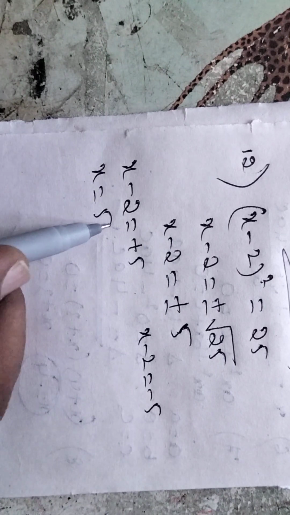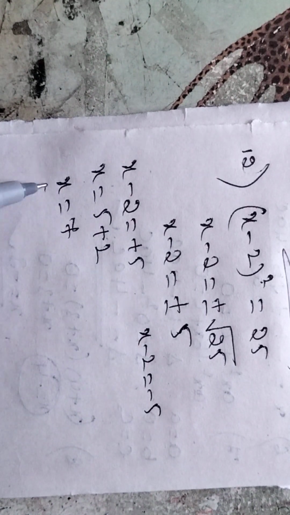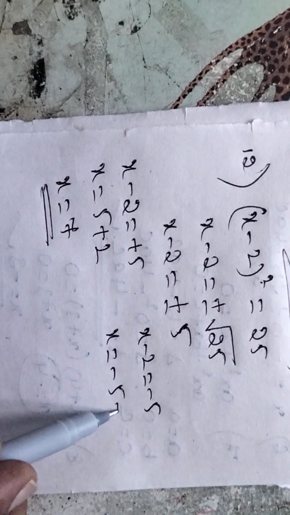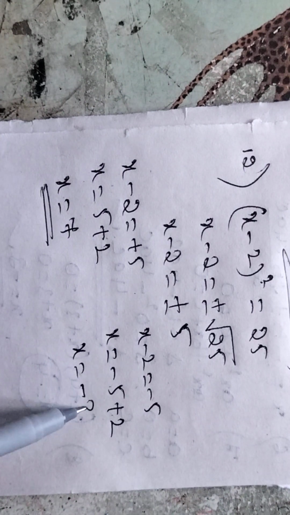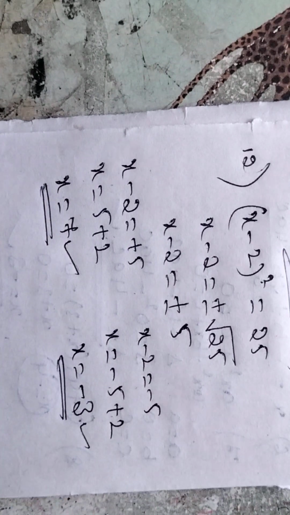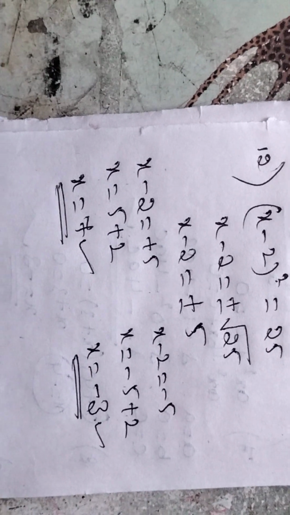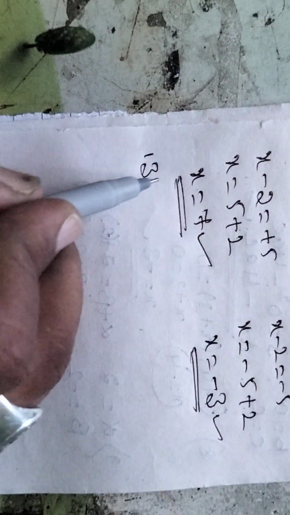x is equal to 5 minus 2 becomes plus 2, x is equal to 7. x is equal to minus 5 minus 2 becomes plus 2, x is equal to minus 5 plus 2 is minus 3. So one is x equal to 7, another is x equal to minus 3. These are the values of x.